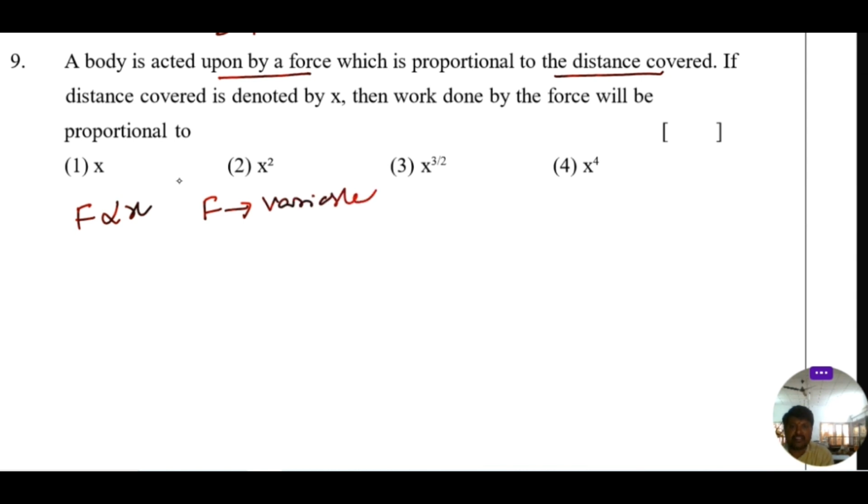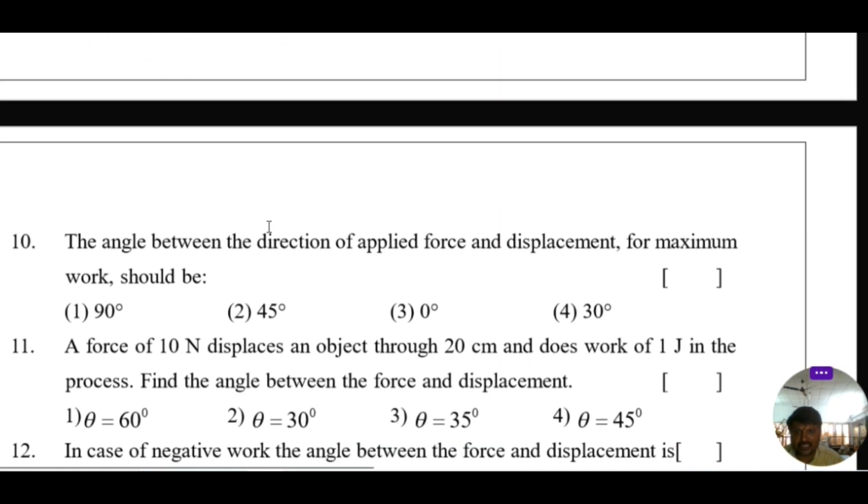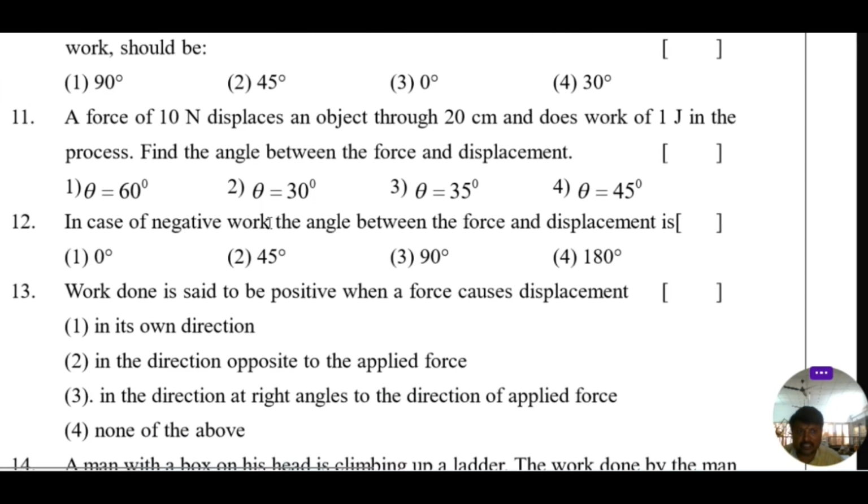If a variable force acts, then work done is equal to the integral of F ds. If F is proportional to x, we can write F equals kx. Then write here the integration of kx dx. Here k is constant, so that is k times the integral of x dx. Integration of x dx is nothing but x square by 2. Here k is constant and 2 is constant. So work done is proportional to x square. Option 2 is the right answer. Let's go to the 10th question.